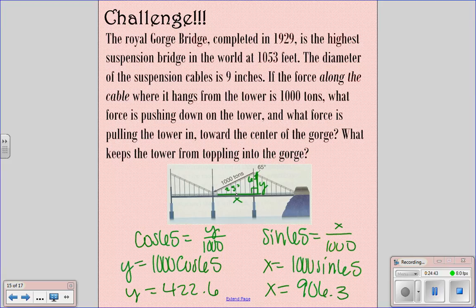So what keeps a tower from toppling into the gorge? The tower doesn't topple because the cables attached from the tower to the ground on the other side, this cable here, is pulling the tower away from the gorge. So this one is pointed in and this one is pointed out, and so they balance each other out, and that's why the tower doesn't topple to the center.